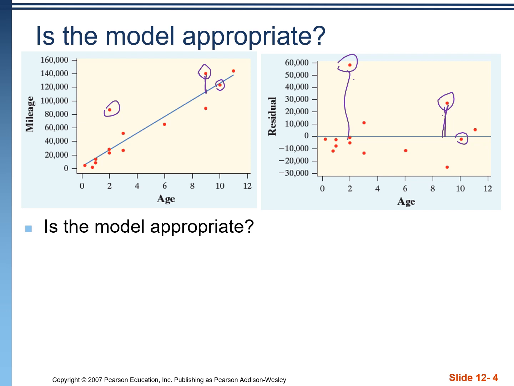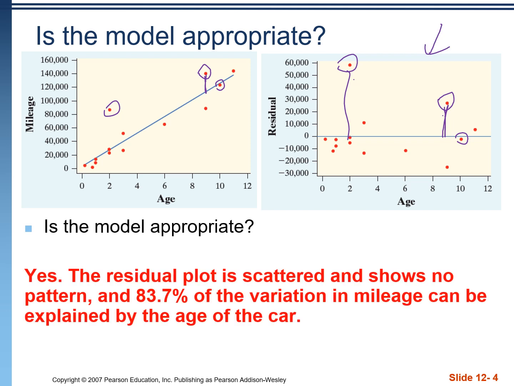So is it appropriate when we look at that residual plot? We want to see something that's scattered. We don't want to see any pattern here whatsoever. And we don't, so that's good. Yes, this model is appropriate. The residual plot is scattered and shows no pattern. And if you haven't already answered this as part of the question, it's good to include that R-squared interpretation in this answer as well.